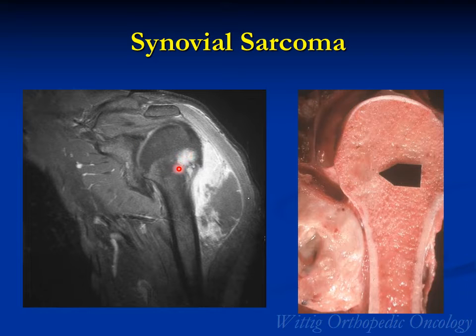Here's the proximal humerus with the lesion in the proximal humerus, and you can see the fleshy tumor here on the gross specimen in the proximal humerus, the synovial sarcoma adjacent to the bone here in this location.